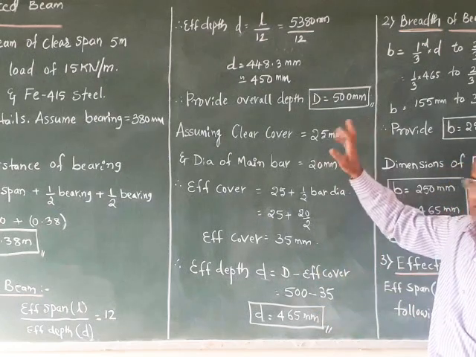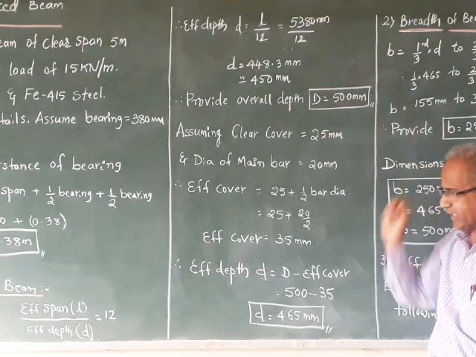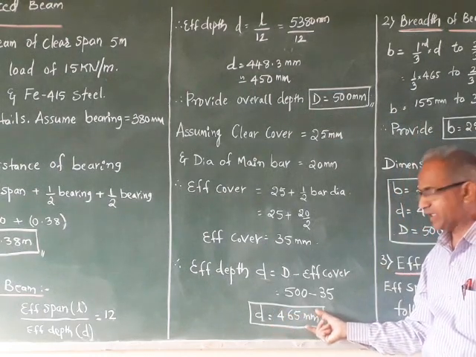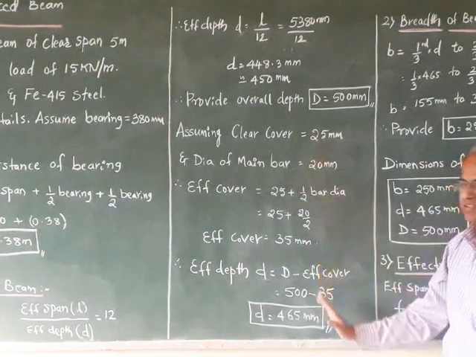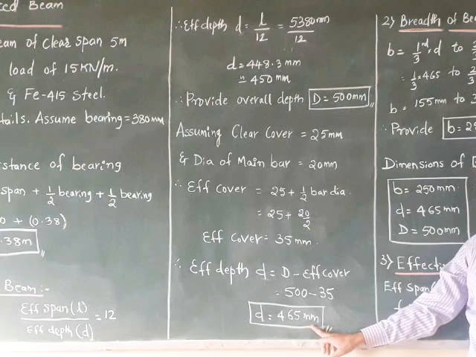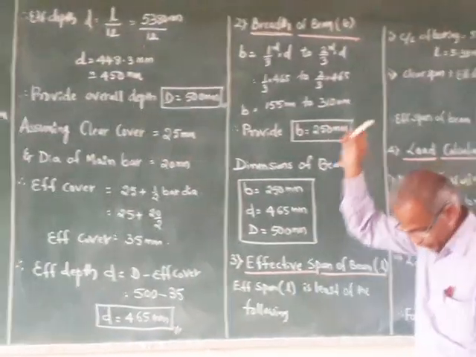So let us conclude that overall depth of the beam, that is capital D, is 500 mm and effective depth small d is 465 mm. Okay, so this is the first step. We have to find out D and this effective depth. Now let us consider the second step. What is the second step?